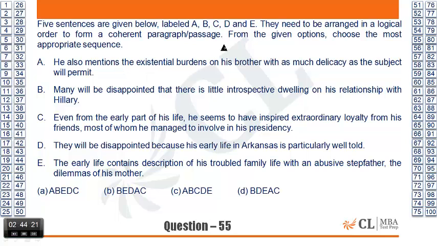55 is one more jumble paragraph. Okay, let's see this. He also mentions, so someone also, which means that needs a support, mentions the existential burdens on his brother. As much delicacy as the subject will permit, many will be disappointed. In fact, they're disappointed that there is little introspective dwelling on his relation with Hillary Clinton. Bill Clinton, is it? Doesn't matter.